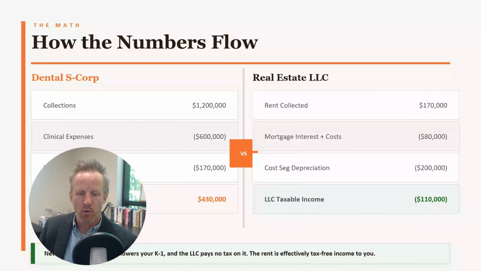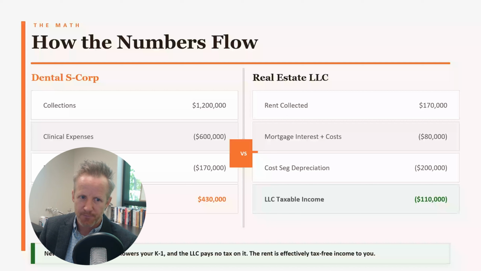So now in your S corporation, you get a full deduction of the $170,000 of rent paid to your LLC. And because of the cost segregation, you've completely wiped out all of that $170,000 of income. And so now you're paying no taxes from the real estate LLC, zero. And in fact, you have this loss of $110,000.